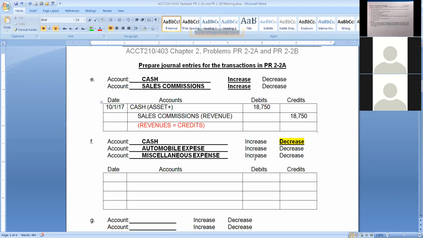Okay, so these two, the automobile expense and the miscellaneous expense, these two are always going to be going up. As time goes on, your expenses will always be increasing. And expenses always go up with debits. Cash is going down with a credit.